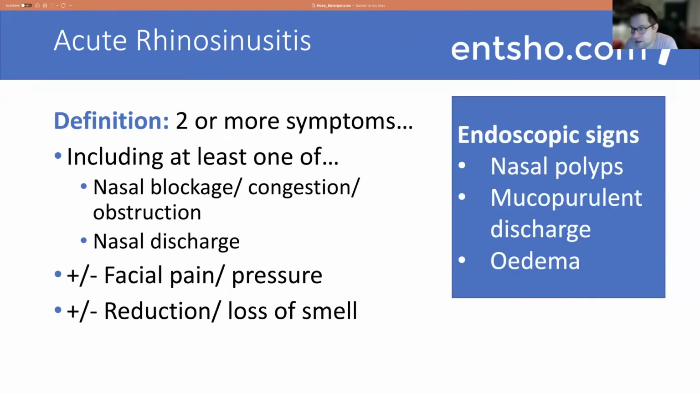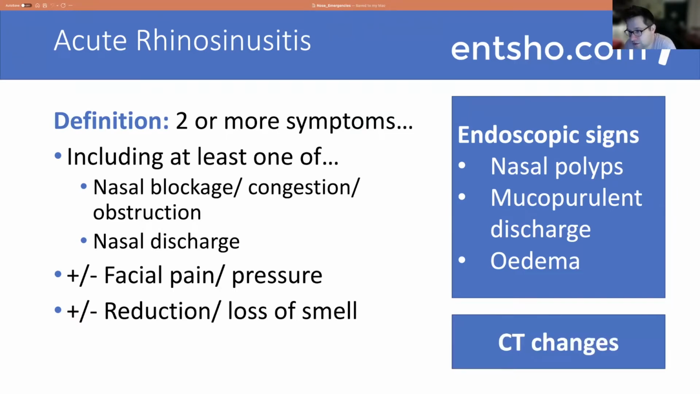And that's in combination with, it must be symptoms, but also signs, either on endoscopic examination, so be that polyps, discharge or edema, or changes visible radiologically on a CT scan. So symptoms plus one of or both of endoscopic signs or CT changes consistent with ARS.